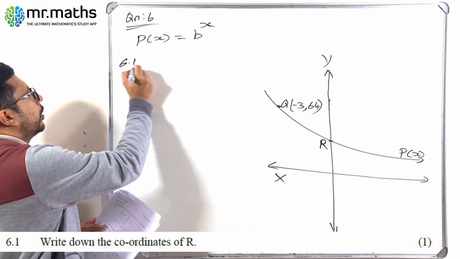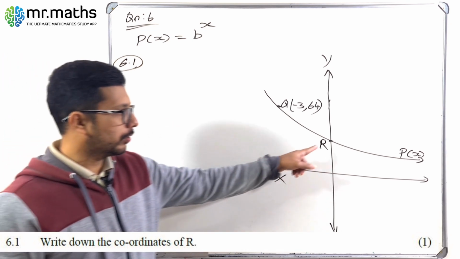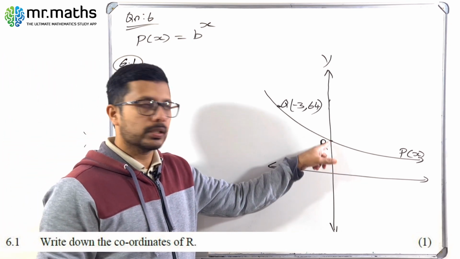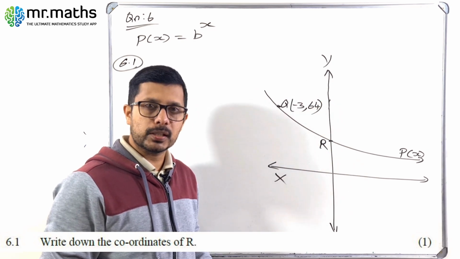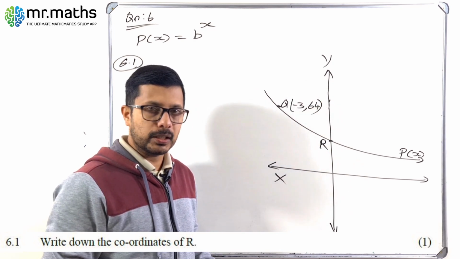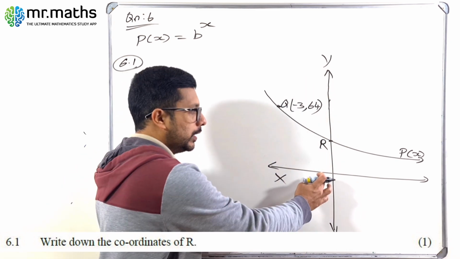Question number 6.1. What is that question? Write down the coordinates of R. You have to find the coordinates of this point R. Since this one is the y-intercept, at the y-intercept what is the value of x? 0. Am I right? You know that at the y-intercept the value of x is 0.